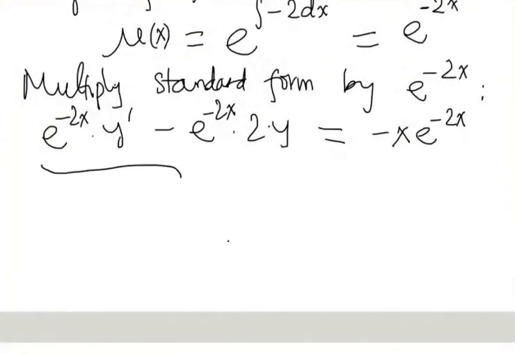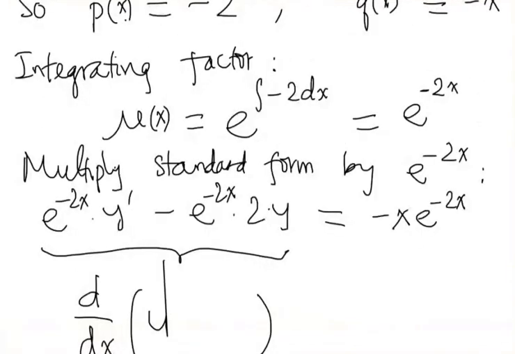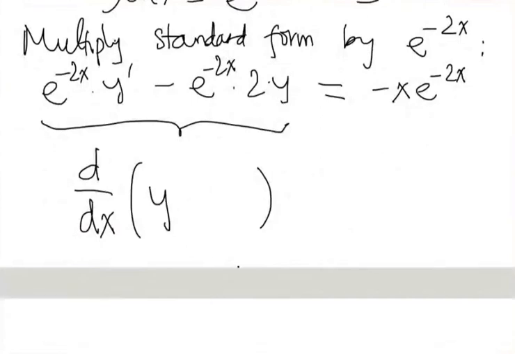Now, it's important to recognize that the left-hand side is the derivative of a product. What product is that? It's always y times the integrating factor e to the minus 2x. But you should double check to make sure that what you're doing is correct.